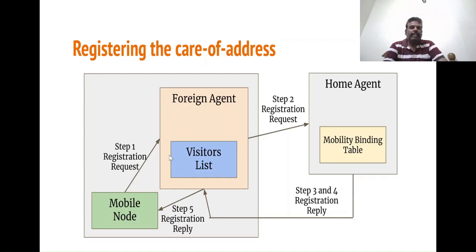The foreign agent will have some visitors list, the list of who all have visited. So I am the visitor to this mobile node. So I am sending some registration request messages. So that request message is forwarded to the home agent of my mobile node.